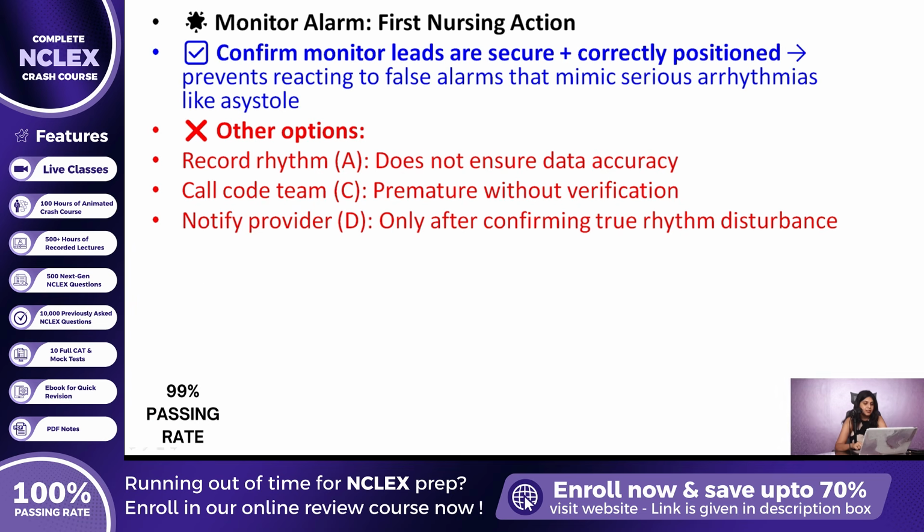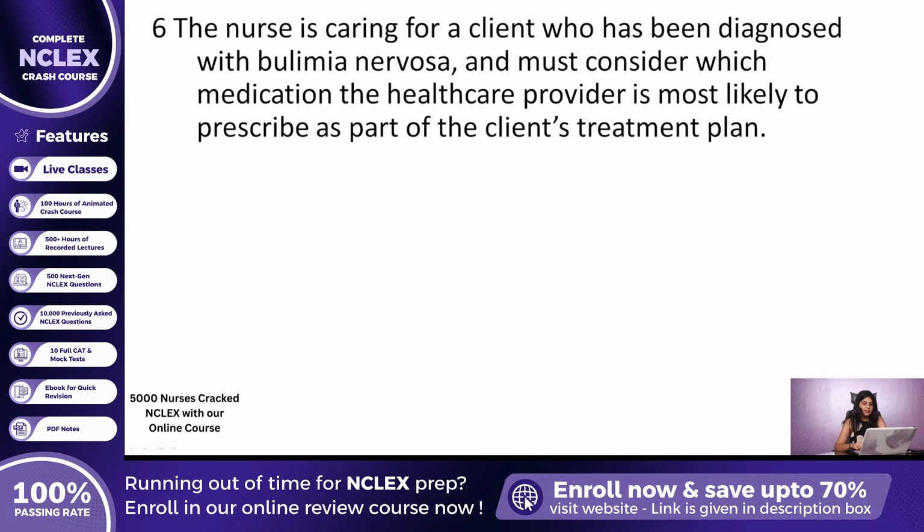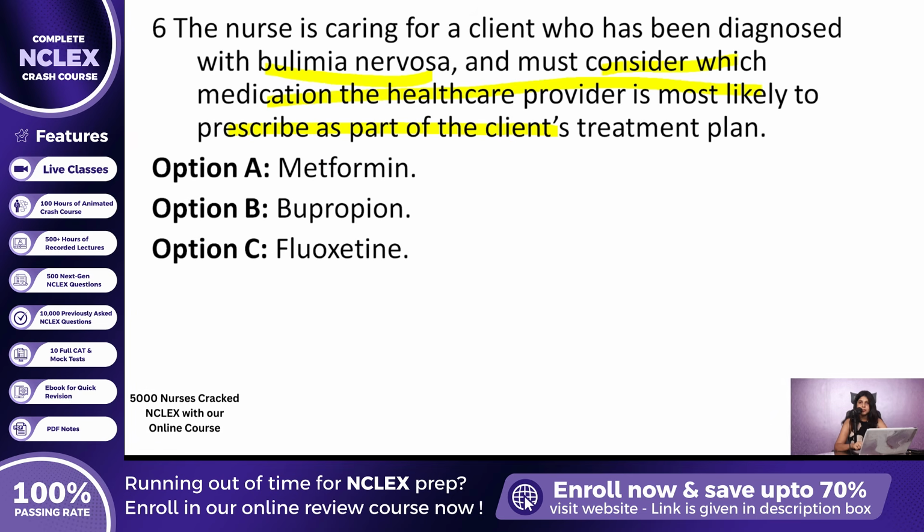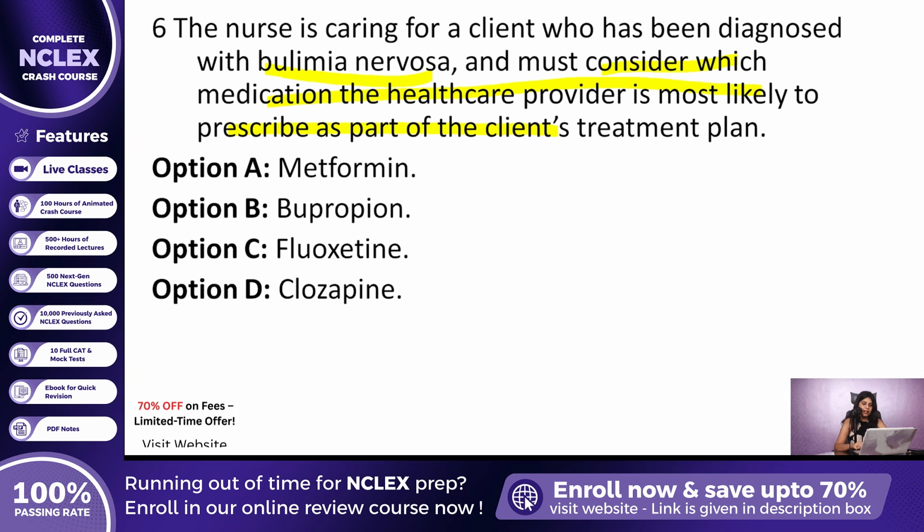Question 6. Next, let us explore a mental health scenario involving medication management. The nurse is caring for a client who has been diagnosed with bulimia nervosa and must consider which medication the healthcare provider is most likely to prescribe as part of the client's treatment plan. The options are as follows. Option A, metformin. Option B, bupropion. Option C, fluoxetine. Option D, clozapine. The correct answer is option C, fluoxetine.